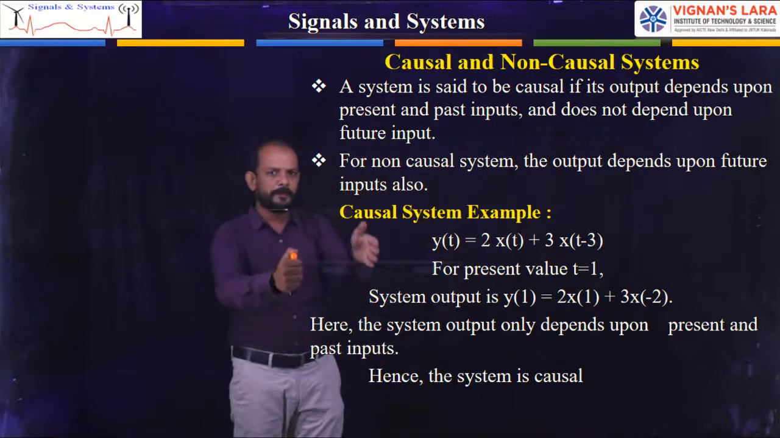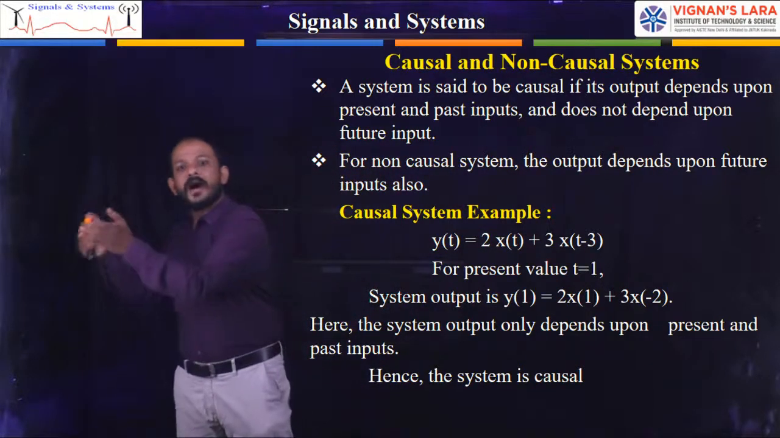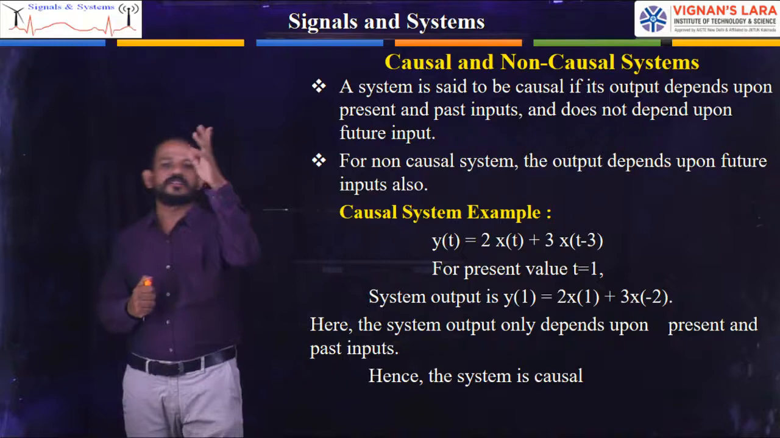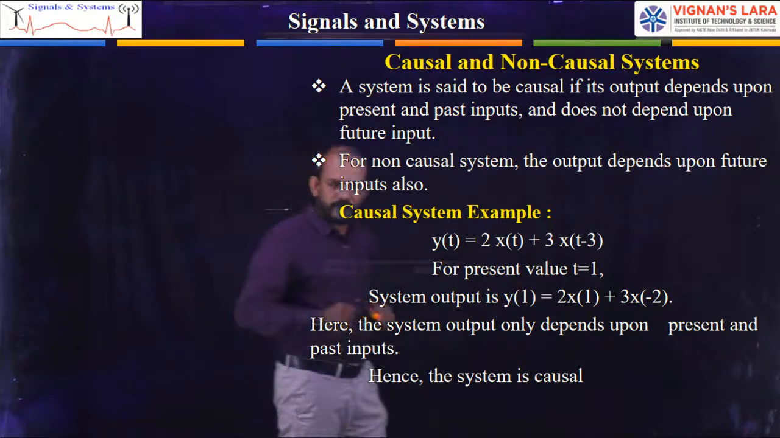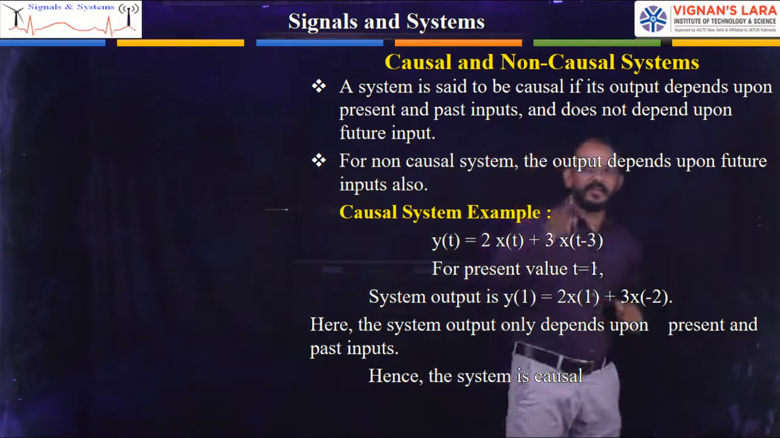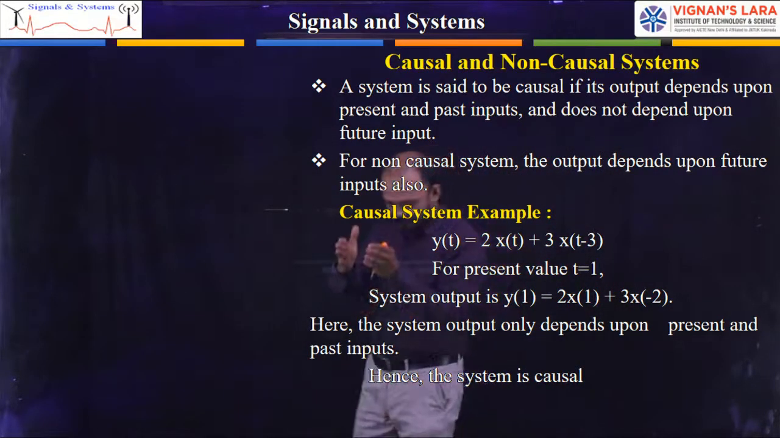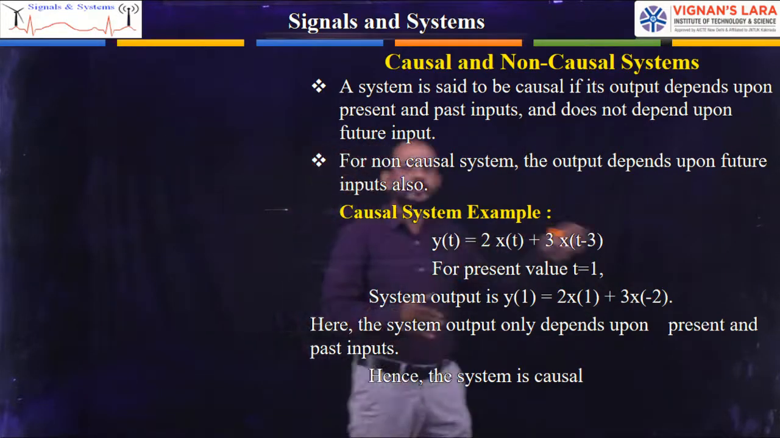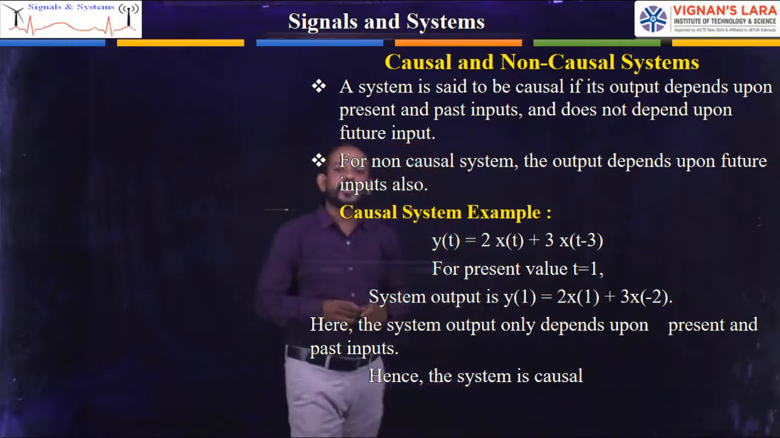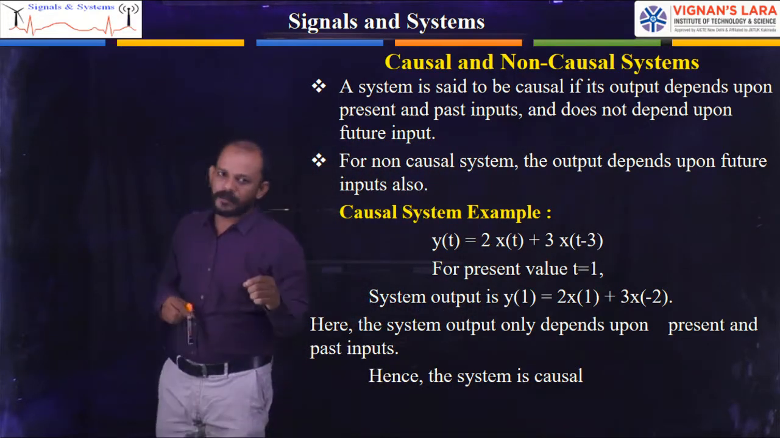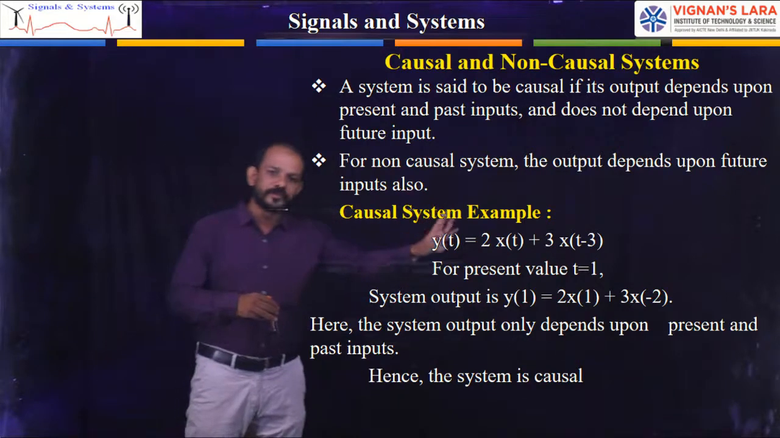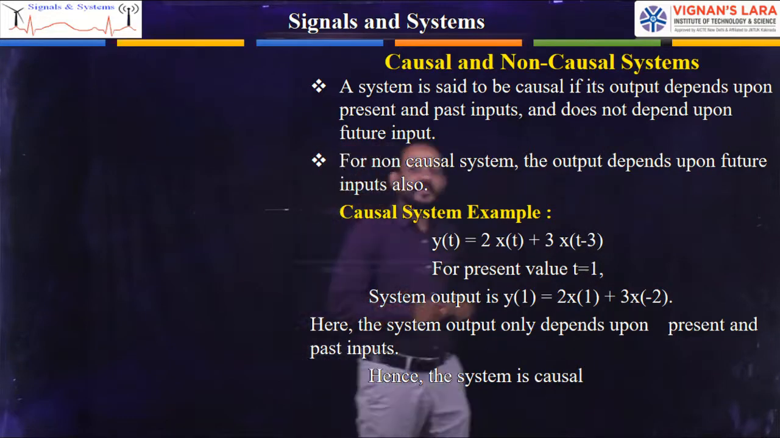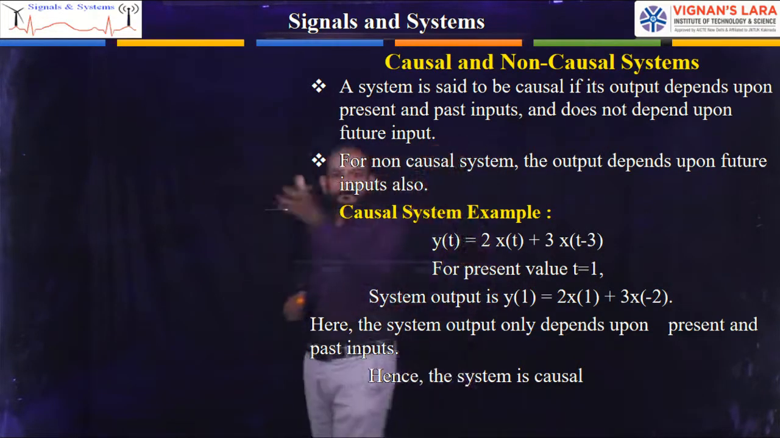If the system output depends on the present or past inputs, then I can say that system is a causal system. Remember, a system is a causal system if the output depends only on the present and past inputs, and does not depend on the future input. Those types of systems are the causal systems. So as a definition, a system is said to be a causal system if the output of the system depends on the present and past inputs.